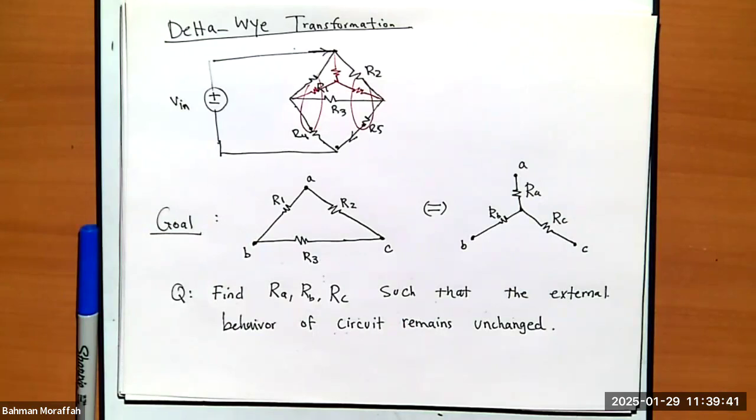So now our question is, let's find RA, RB, or RC. Or vice versa. If I'm given RA, RB, and RC, I've got to be able to go back to R1, R2, and R3. They're equivalent. So if I have the delta, I should be able to go to Y. If I have Y, I should be able to go to delta.